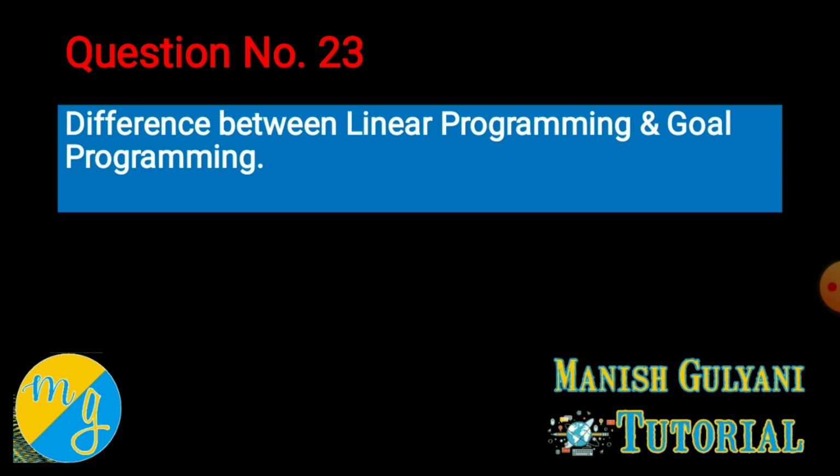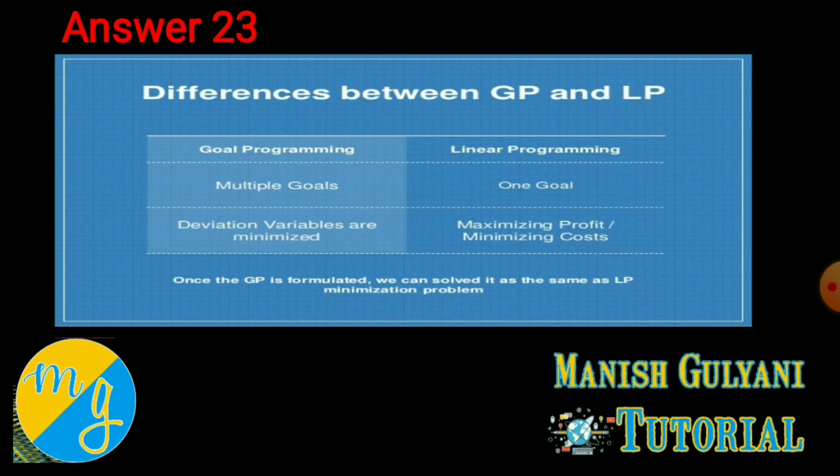Now, difference between linear programming and goal programming. As you know, linear programming only focuses on a single linear objective function, either profit maximization or cost minimization. But goal programming is much more general. It is allowed to have multiple objective functions which might be conflicting. So goal programming deals with multiple objectives, linear programming deals with only one single objective. Goal programming is a powerful tool to tackle multiple and conflicting goals of any enterprise.